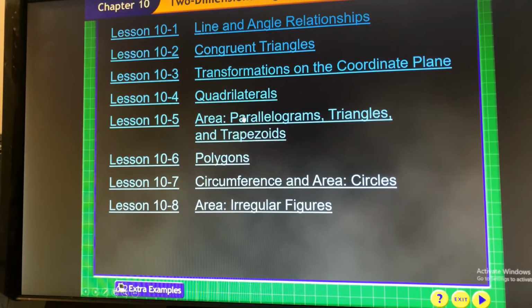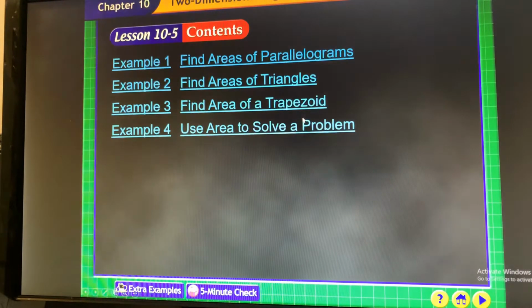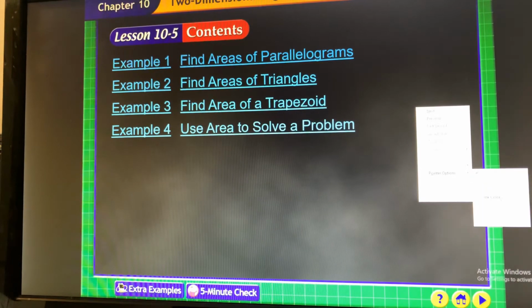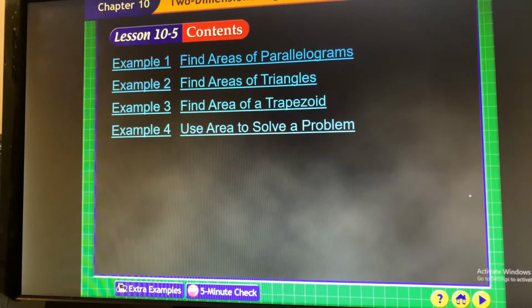Okay, we're going to do 10.5 today, area of parallelograms, triangles, and trapezoids. So we're going to start with parallelograms. So let's just talk about the formulas real quick. Some of them you might remember from earlier school years. Some of them you might not, or maybe you didn't go over them.